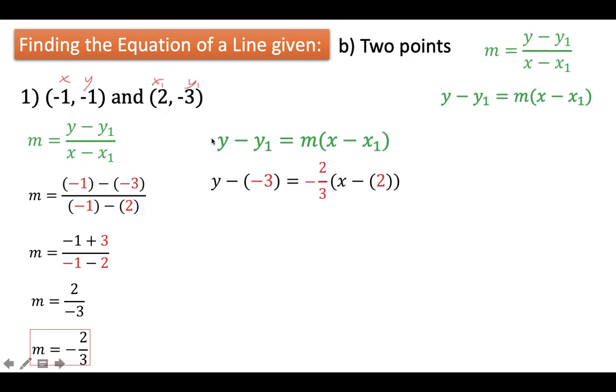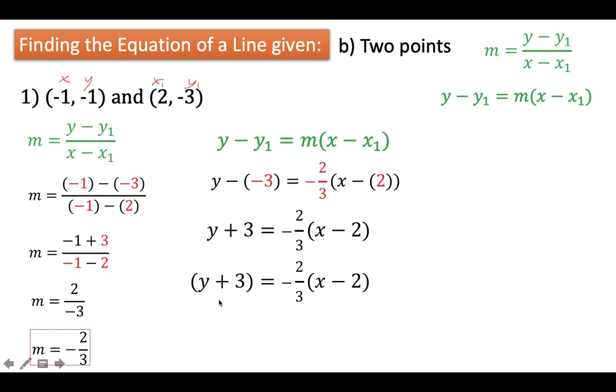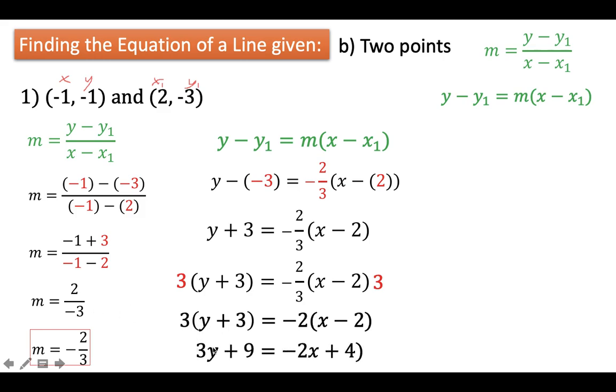So let's start substituting. So y sub 1 is -3, our m is -2/3, then our x sub 1 is +2. Then this is the same process like what we did in example number 2. So to get rid of this 3, multiply both sides by 3. Then this will be cancelled out. Then distribute 3 to y plus 3, that is 3y plus 9. Distribute -2 to x minus 2, that is -2x plus 4.